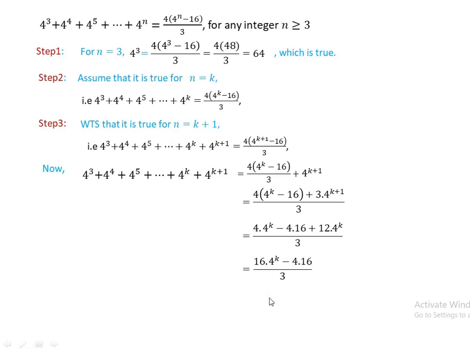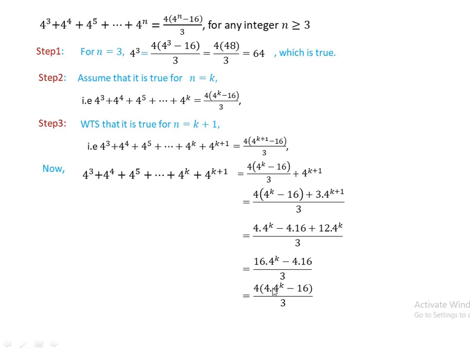Again here we have a common 4. Now if we take 4 as common, we have 4 times (4 times 4 to the power of k minus 16), because 16 means 4 times 4, therefore 4 times 4 times 4 to the power of k minus 4 times 16, all over 3. Taking 4 as common, 4 times (4 times 4 to the power of k minus 16) is all over 3.